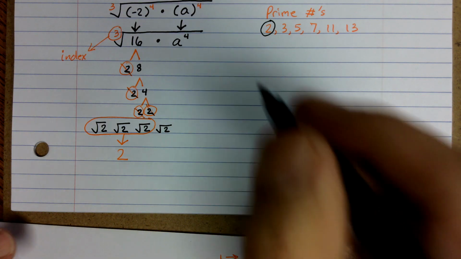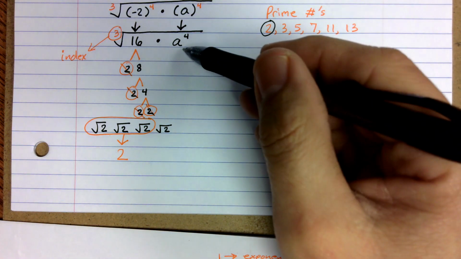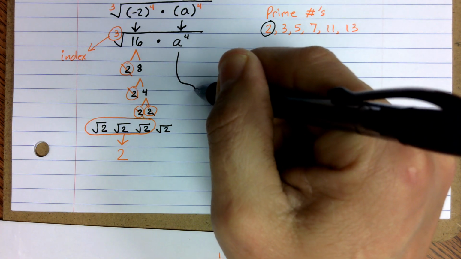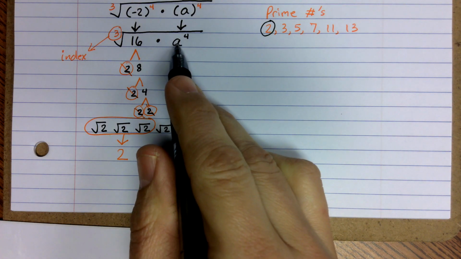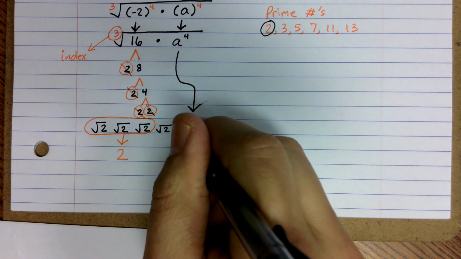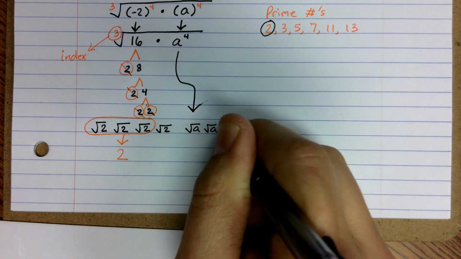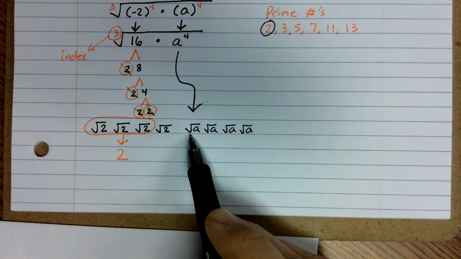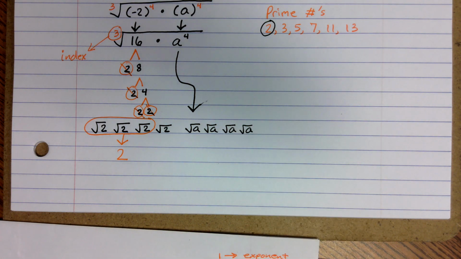But before we do that, let's go ahead and deal with this variable. Now the variables are actually easier to deal with than the numbers, than the integers that we deal with. So I'm going to bring that down. The reason I say they're easier is because notice it says a to the power of 4, which means we have the square root of a times the square root of a times the square root of a times the square root of a. So notice I just wrote it 4 times. I didn't have to find factors for it, so that makes it easier in my opinion.